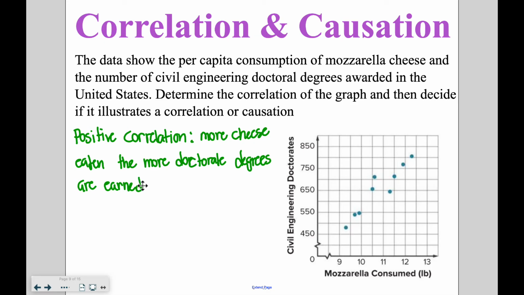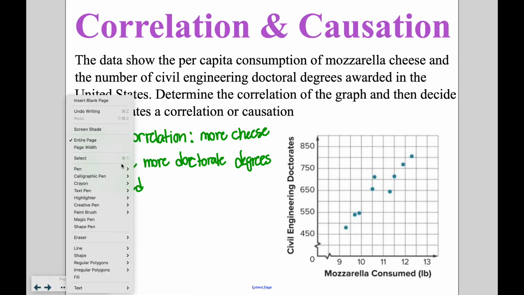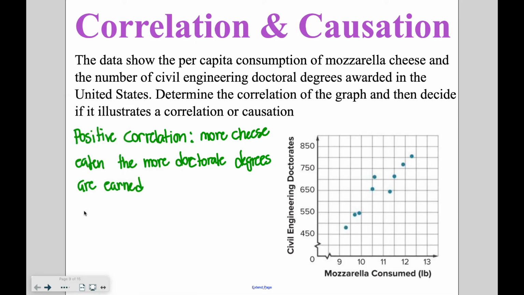Now, our next job is to decide, is that just a correlation? Is it a coincidence that it so happens to be as more people eat cheese, more people also get doctorate degrees? Or is it a causation? Eating cheese is causing people to get civil engineering doctorate degrees. In this case, it would just be a correlation. I know this seems silly to talk about, but most of these, you can find trends in data where two things are both increasing, but they actually don't relate to each other.